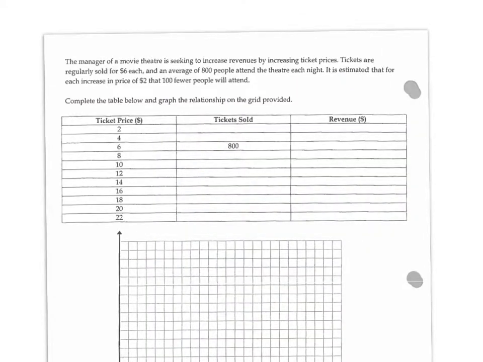So our second example is a little bit different because there's a relationship between how much a ticket is costing and how many tickets are sold to see a movie in a movie theater. So basically it says that your tickets are regularly sold for $6 each, and when that happens, an average of 800 people attend. So we can see that right here in our table of values. It's estimated that if you increase your ticket price by $2, then 100 fewer people will attend.